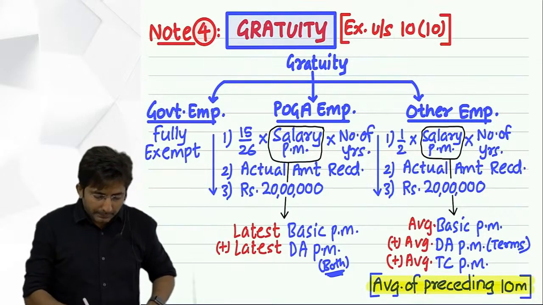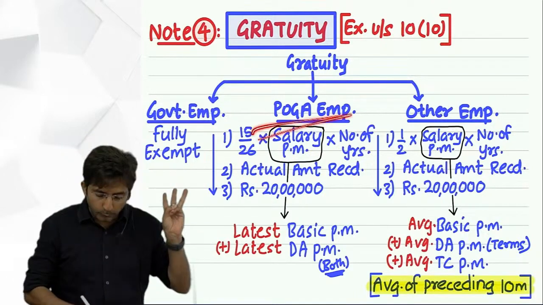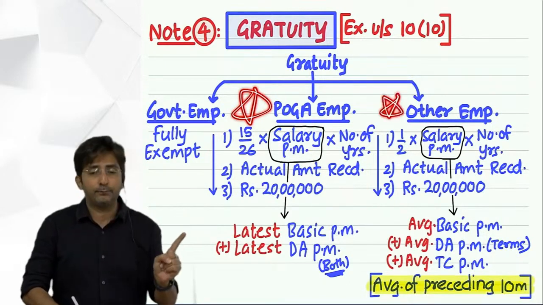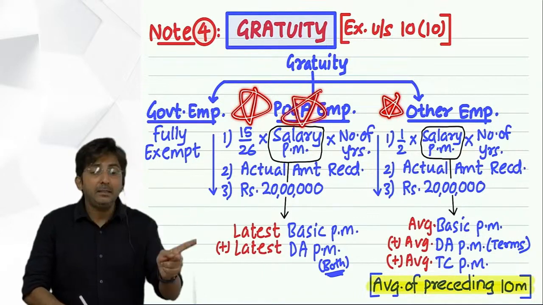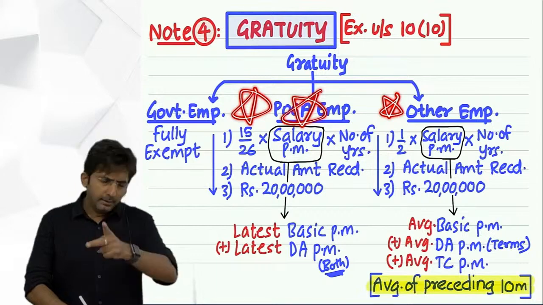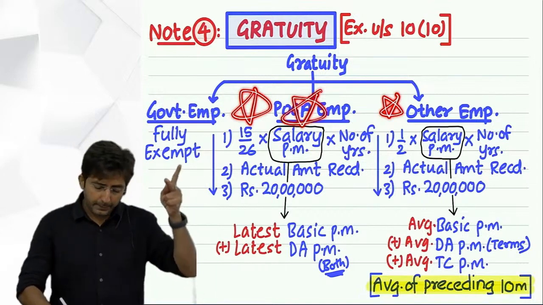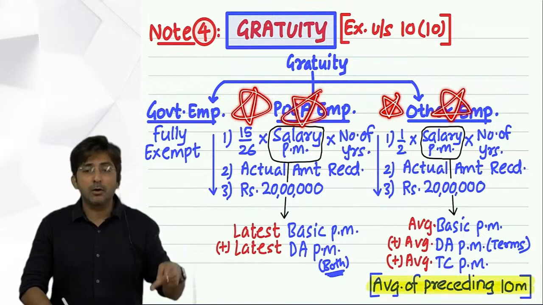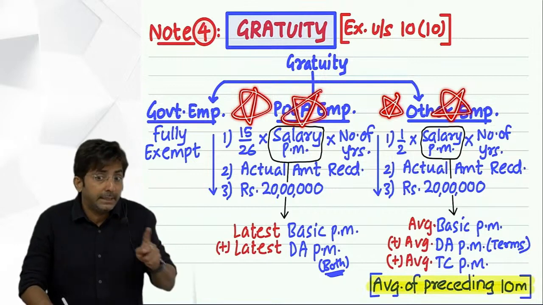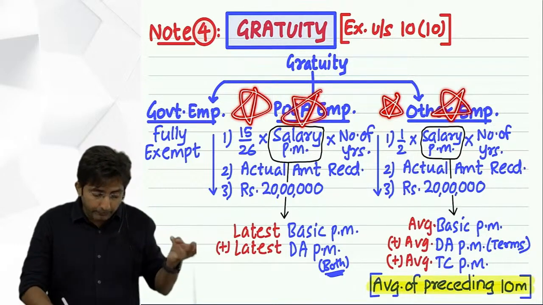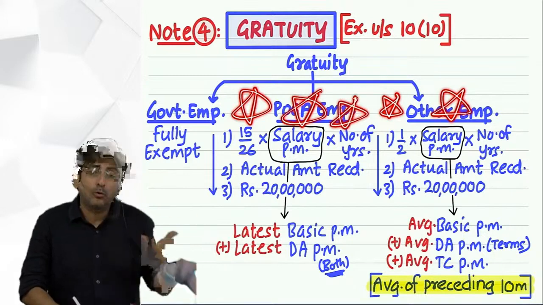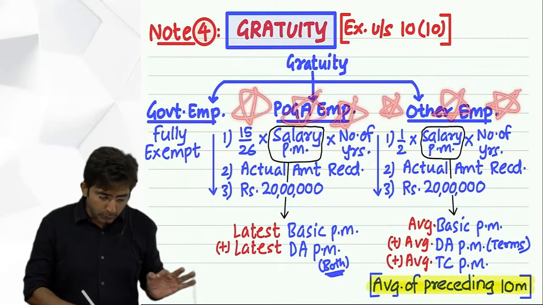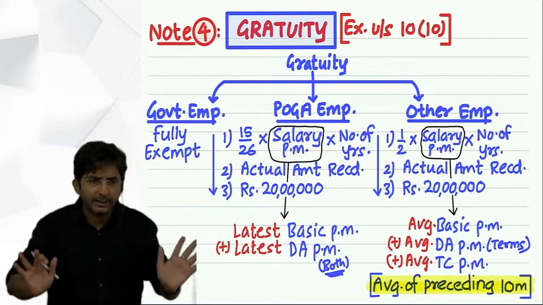Okay, can you identify the three distinctions between these two formulas? Distinction number one, here it is 15 by 26, here it is half. Second distinction, your salary means latest basic per month, latest DA per month, both. And your salary means average basic per month, average DA in terms per month, average turnover commission per month, average of the preceding 10 months. Preceding, not that month, preceding. Third difference, number of years. In POGA, you can round off if the fraction is greater than 6 months. But here rounding off is not allowed. Ignore the fraction. In short, 3 points you have to remember thoroughly, and gratuity is not a big deal in the sum.